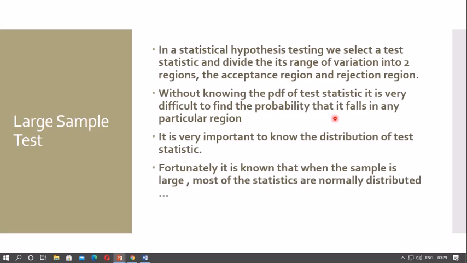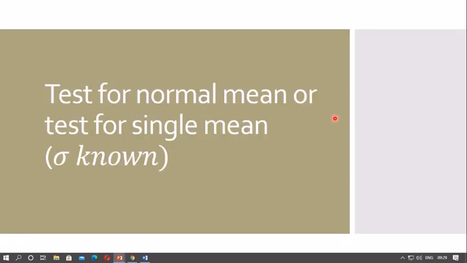Now, fortunately, it is known that when the sample is large, most of the statistics are normally distributed. That is, when n is greater than 30, that is, when the sample size is greater than 30, we say that it is a large sample. Now, we will first consider the test for normal mean or test for single mean in the case where sigma is known.